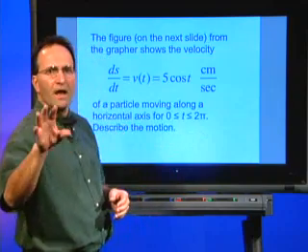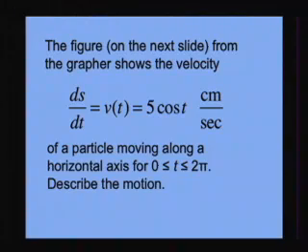The figure on the next slide from a grapher shows that the velocity ds/dt is equal to v of t equals 5 cosine t centimeters per second of a particle moving along a horizontal axis for 0 is less than or equal to t is less than or equal to 2 pi. Describe the motion. So let's take a look.